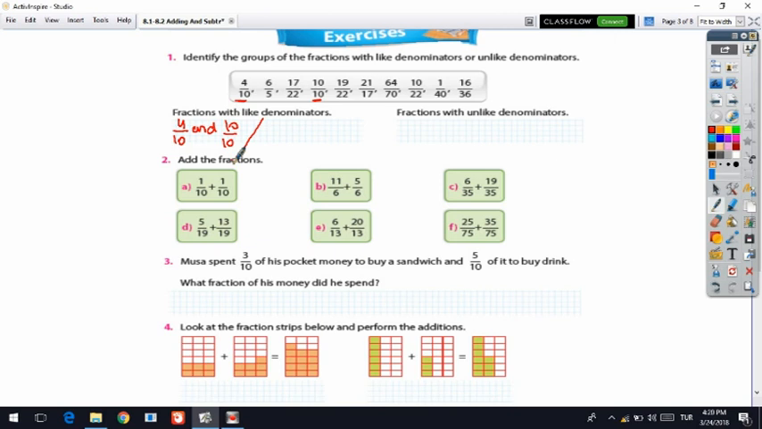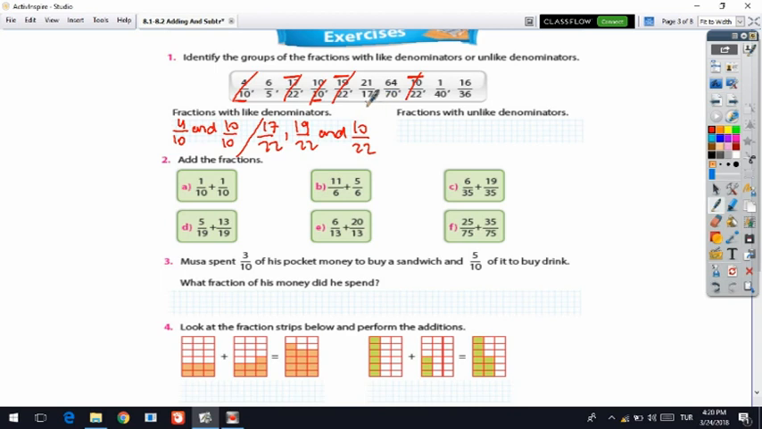Everybody, is there any same denominator in this area? 5. Is there any other 5? No. 22? Yes, we have 22. I write here 17 over 22 and 19 over 22 and 10 over 22. Okay, so we have canceled these ones. Okay, now let's look at the other denominators.